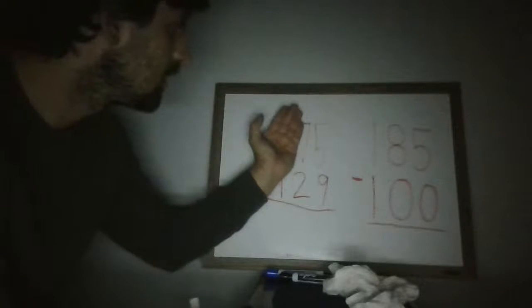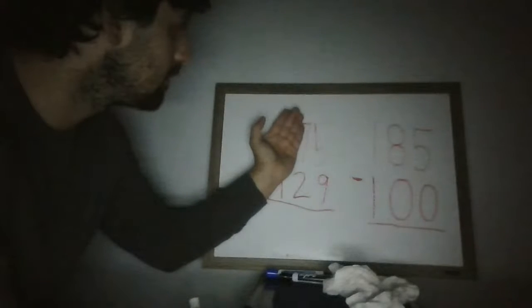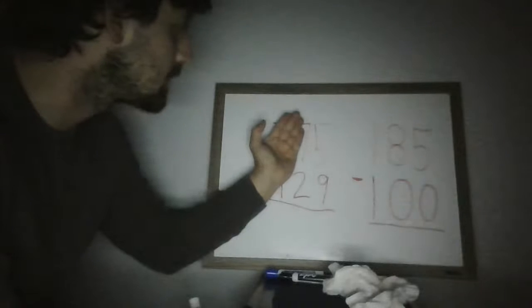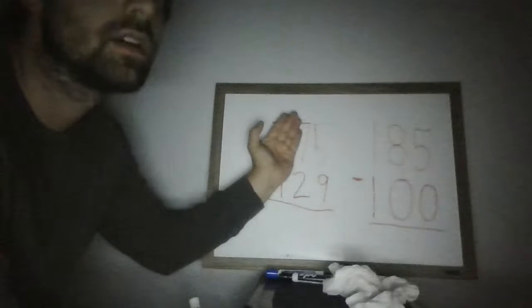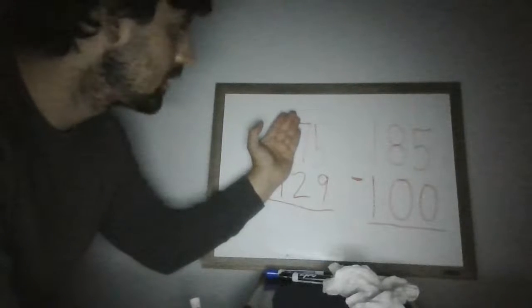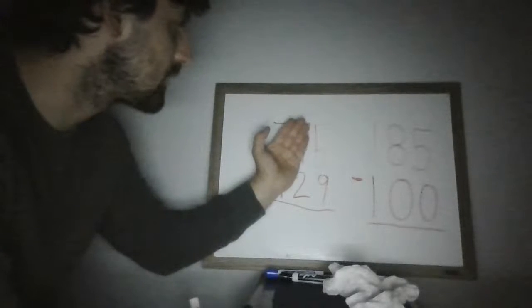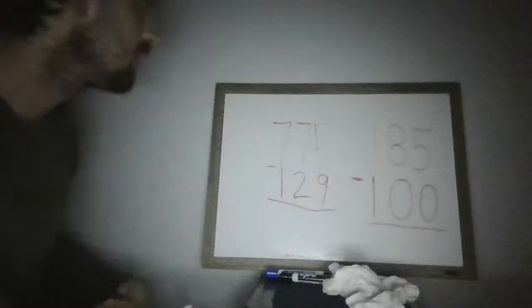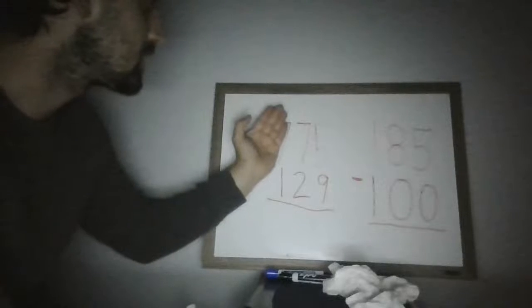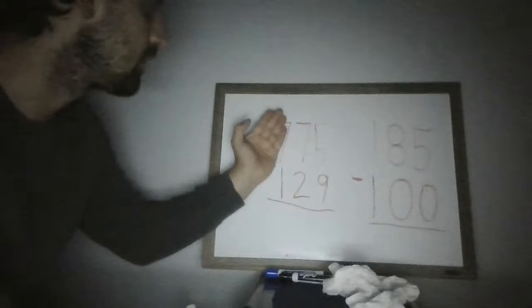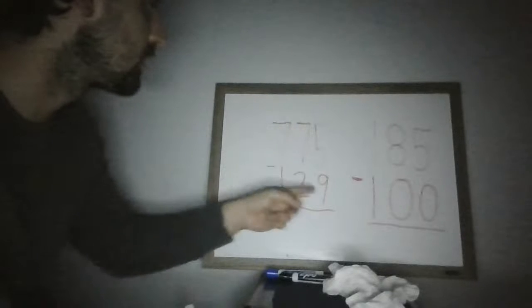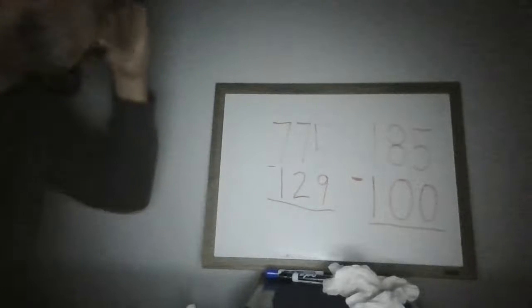So looking at the ones place, 5 is the top number, 9 is the bottom number. So 9 is bigger than 5, the bottom number is bigger, so we will need to regroup. 7 is the top number, and 2 is the bottom number in the tens place, so we're going to need to regroup in the ones place, not the tens place.